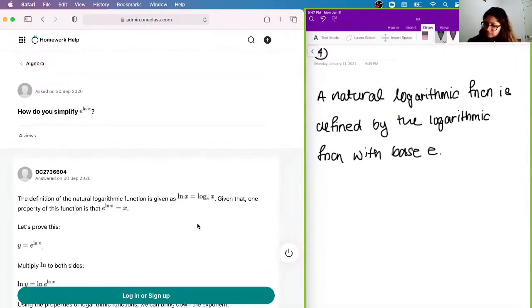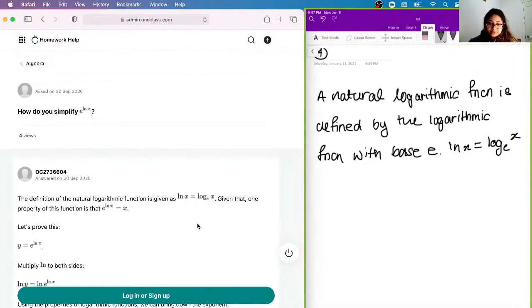And so another way to say this is that you have ln of x, this is equal to log base e. Okay, so this is what we mean by our logarithmic function of base e, and this is equal to ln x. Okay.